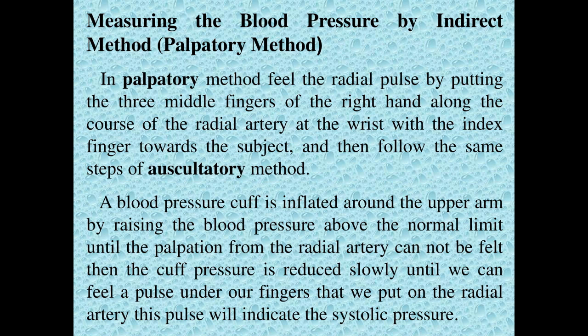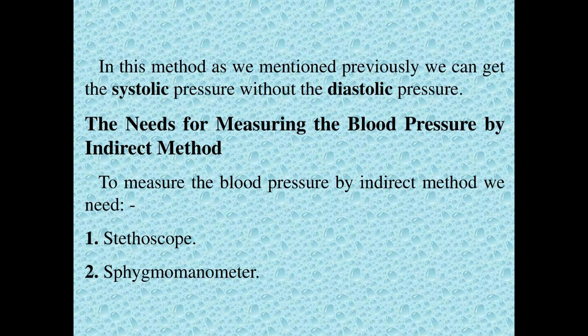Palpatory method. In the palpatory method, feel the radial pulse by putting the 3 middle fingers of the right hand along the course of the radial artery at the wrist with the index finger towards the subject, and then follow the same steps of the auscultatory method. A blood pressure cuff is inflated around the upper arm by raising the blood pressure above the normal limit until the palpation from the radial artery cannot be felt. Then the cuff pressure is reduced slowly until we can feel a pulse under our fingers that we put on the radial artery. This pulse will indicate the systolic pressure. In this method, as we mentioned previously, we can get the systolic pressure without the diastolic pressure.